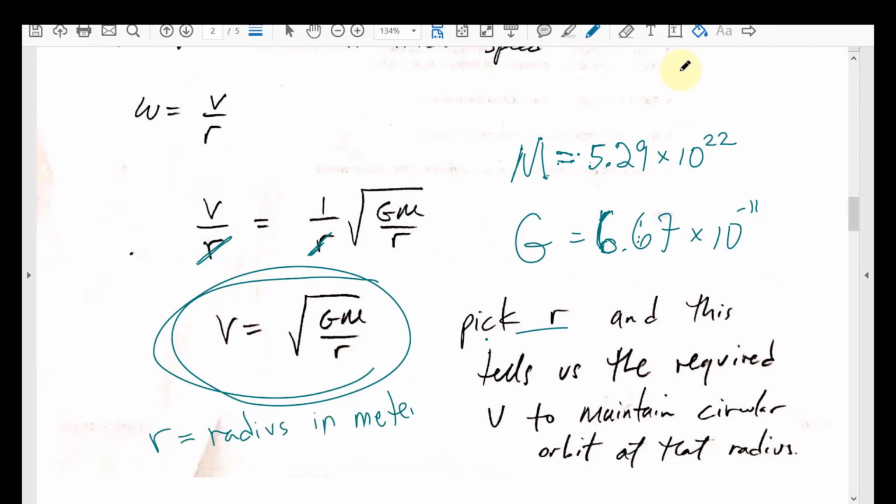You've got to be careful when you do this. This is going to actually be the radius in meters from the center of the orbit. So that would be from the center of the planet Kerbin. So I'm going to have to add 600,000 to any altitude in order to actually get the radius of the orbit.